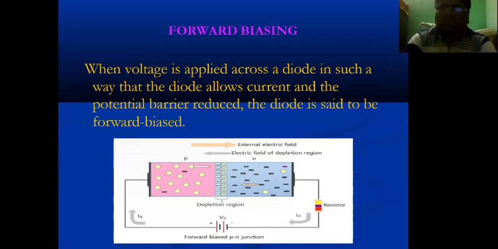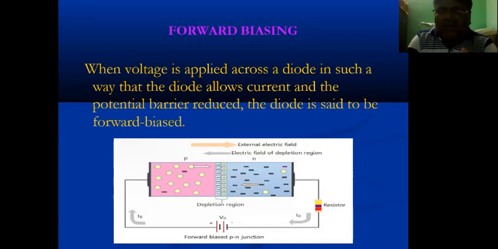When the gate is reduced, only then the electrons and holes can move easily to this side or that side. That means current is passing. When current is passing, that is called forward bias. So in a forward bias, current is passing.